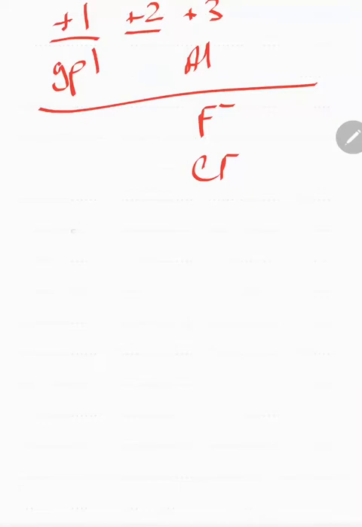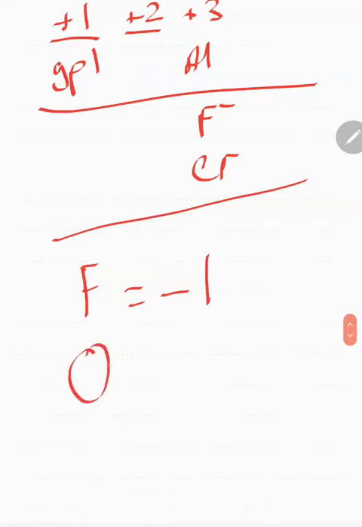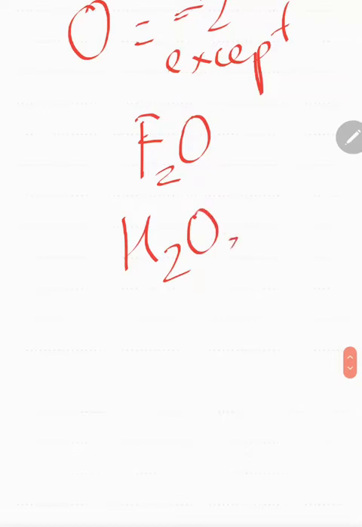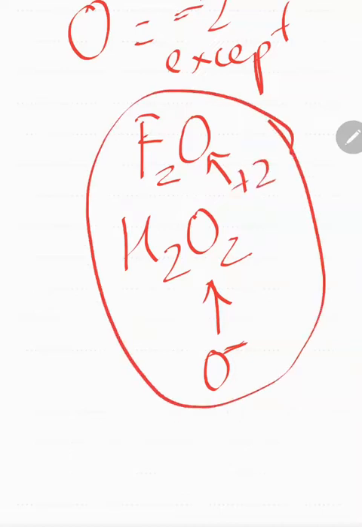So let's just give you the general things you need to remember. Group 1 is always +1, group 2 +2, aluminium is +3, fluorine is always -1. Oxygen is always -2, except on 2 occasions: if it bonds with fluorine or if it's a peroxide. Here oxygen is +2, here oxygen is -1. Those are the only 2 occasions. Every other occasion oxygen is -2.